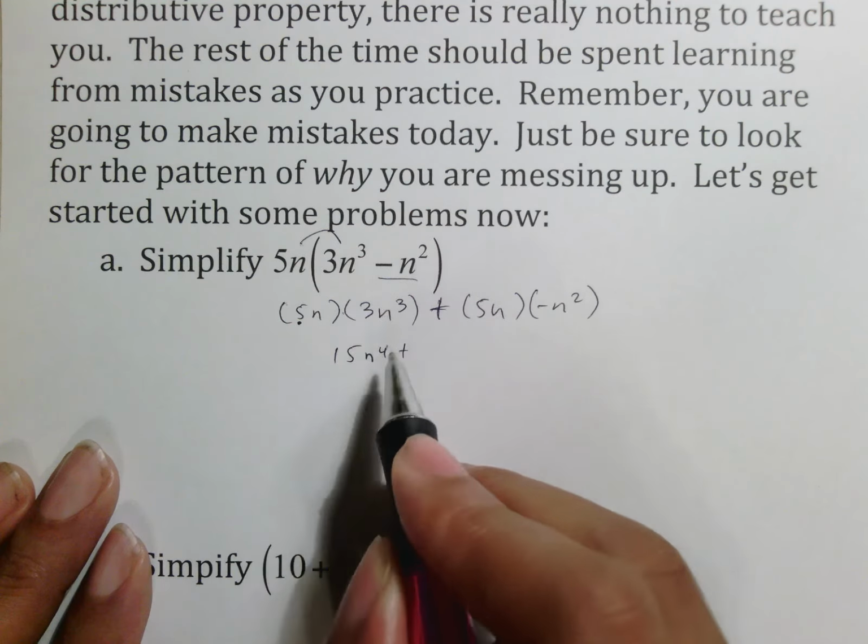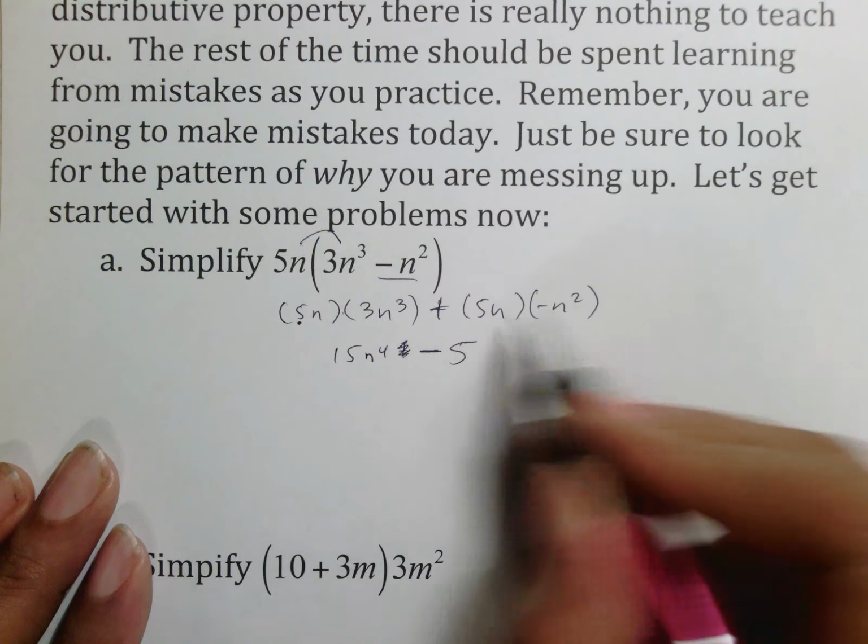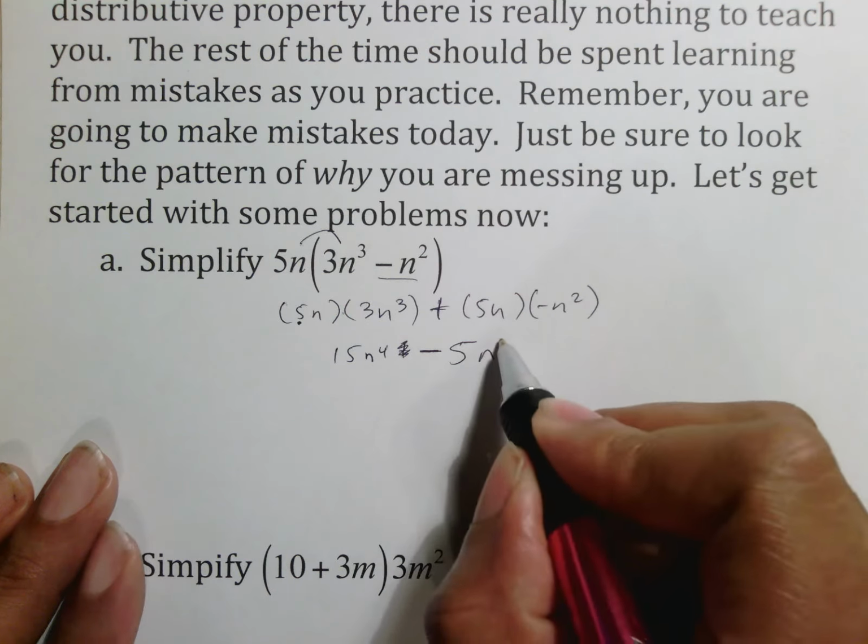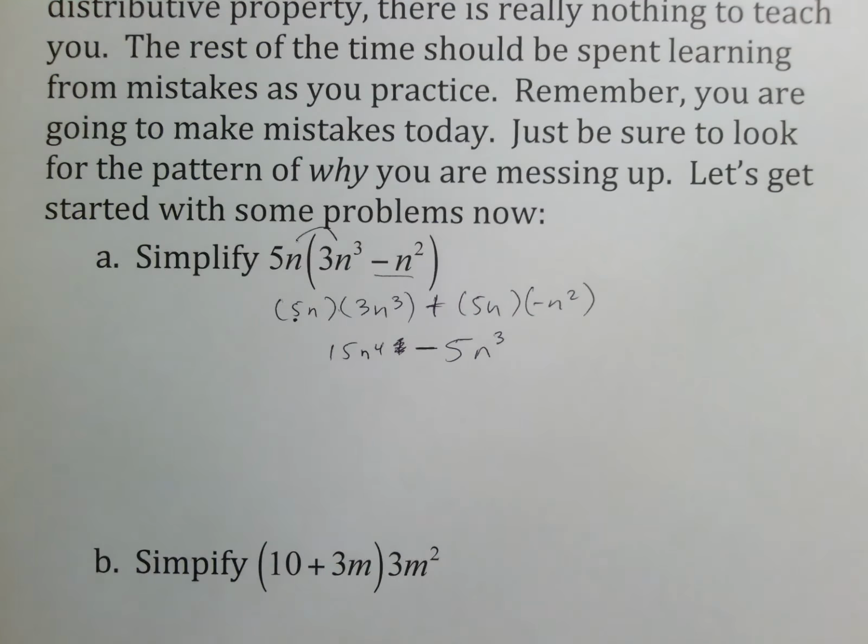I put a plus, but I don't think I should have, because when I look here, you have a positive times a negative, which means I should have put a minus. The only number here is 5. I have 1 n here, 2 n's there, so it should be minus 5 n to the third. I made that mistake naturally, but whenever you're doing it, you don't want to put plus. You want to see what the sign is before you put the sign. But 15 n to the fourth minus 5 n to the third is what you end up with.